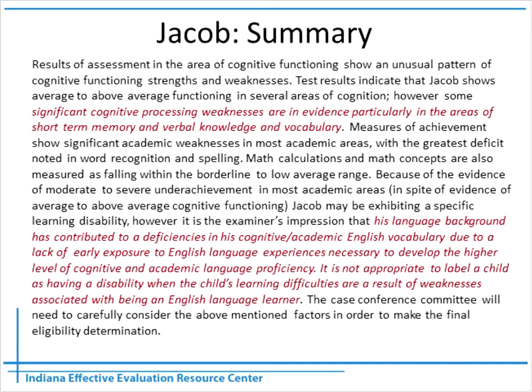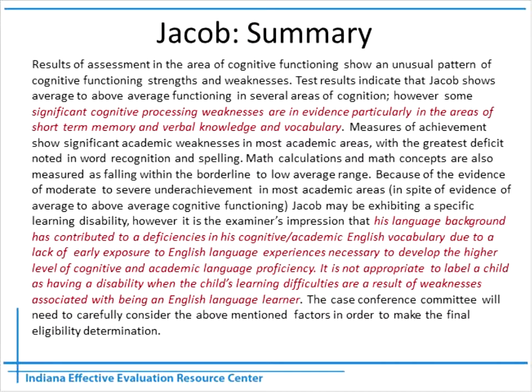So it's not appropriate to label a child as having a disability when a child's learning difficulties are the result of weaknesses associated with being an English language learner. This is exactly what I was talking about earlier, in terms of making sure that when it comes to speech language functioning, or verbal ability, anything having to do with GC, language, cultural knowledge, that it be evaluated in comparison to other children of similar backgrounds. So in fact, going back up here, I think you could rule out the verbal knowledge and vocabulary. You'd really look at short-term memory as perhaps being an area that is a true weakness.